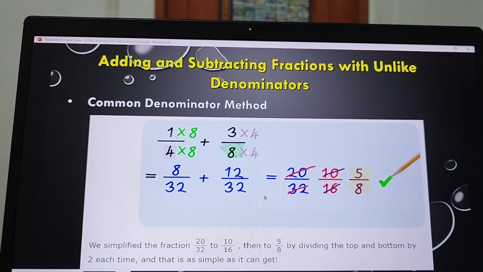So now you have the same denominator. Now you can proceed to adding the numerators. 8 plus 12 equals 20 over 32. You can simplify 20 over 32, and the simplest form is 5 over 8. Okay, 5/8.